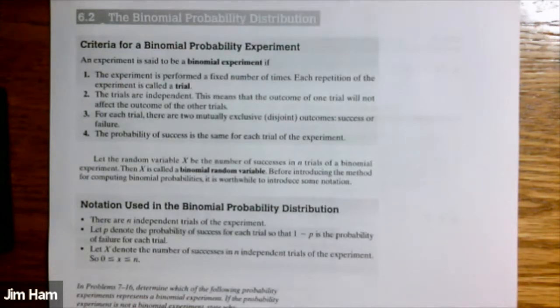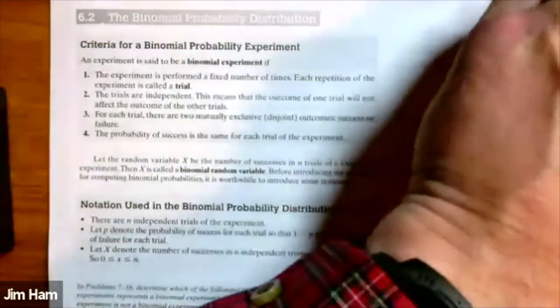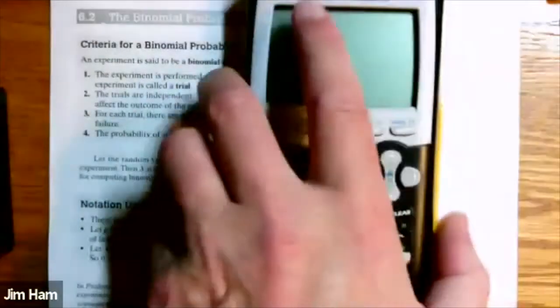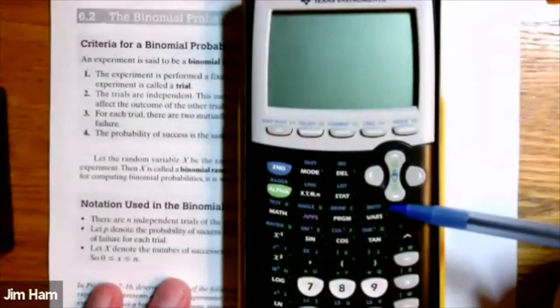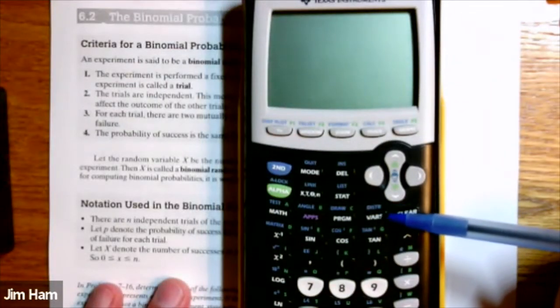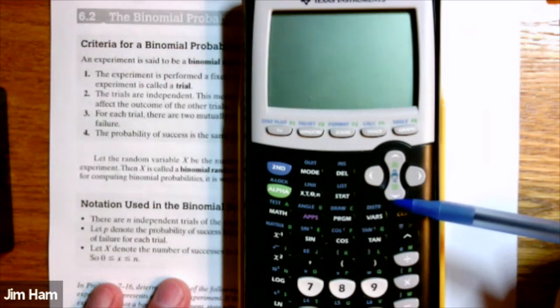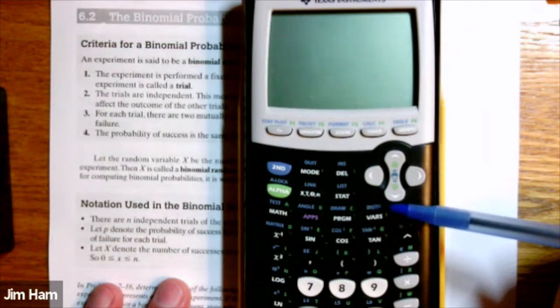There is a very, very messy mathematical formula, and we're not going to use that formula, but rather a function on the calculator. So today, for the first time, you're going to be introduced to one of the distributions. It's above the vars, and it says DISTR. The normal distribution is in there, but so is the binomial. And so we're going to be looking at binomial probability calculations.